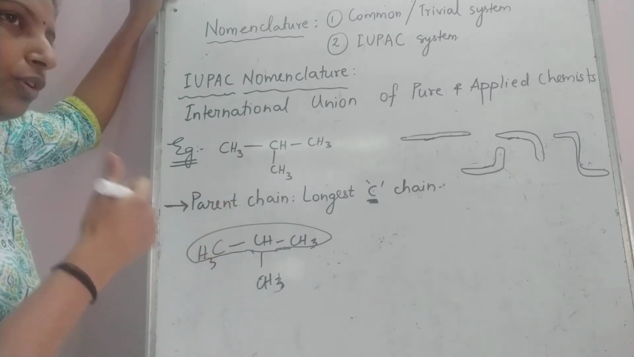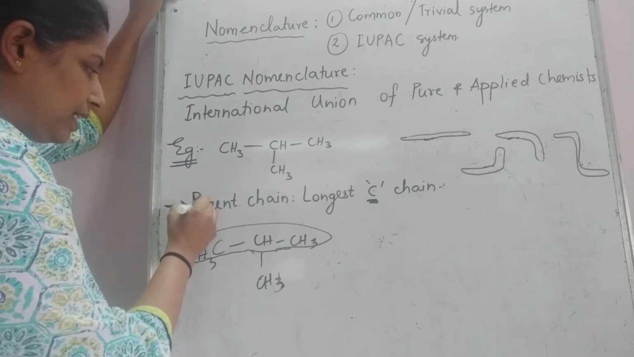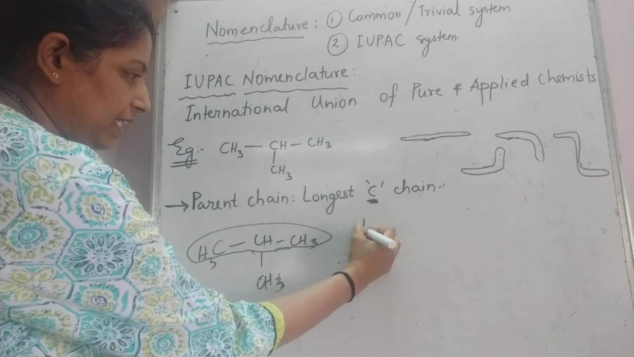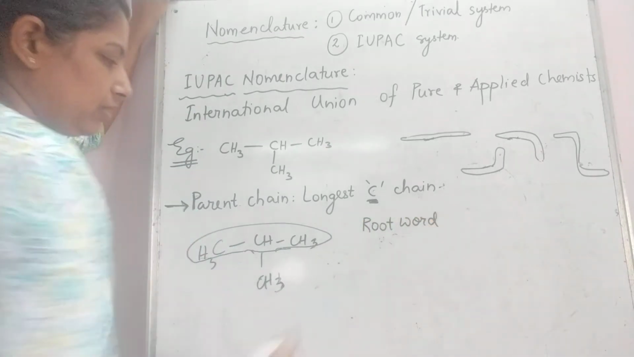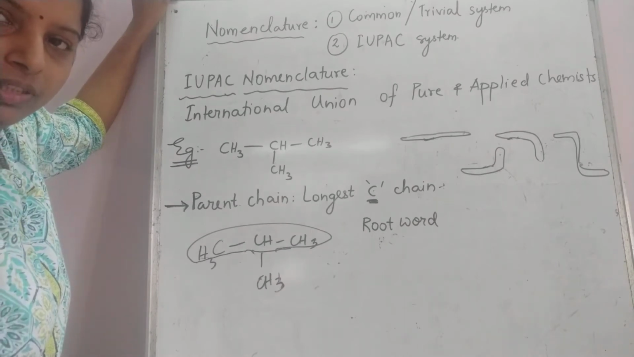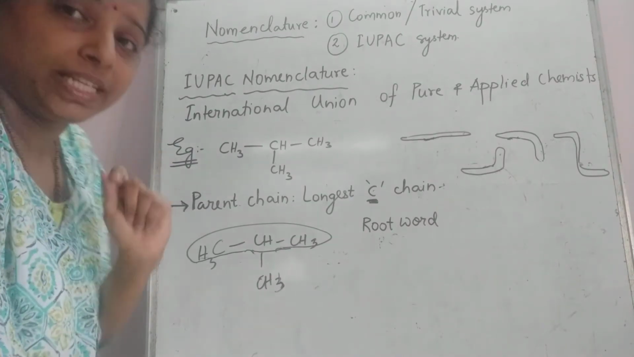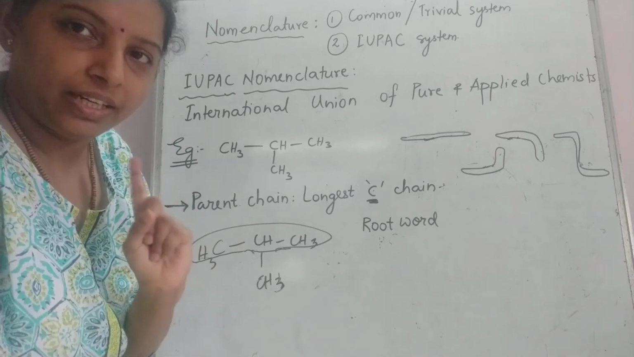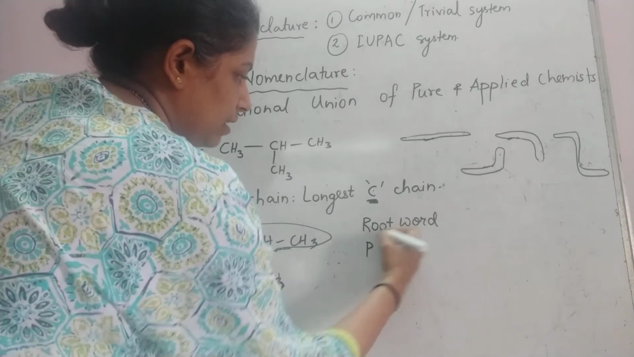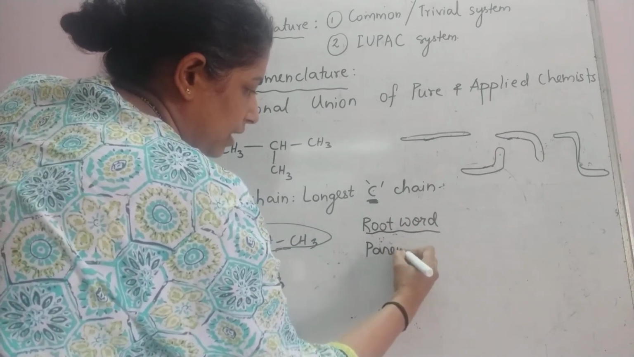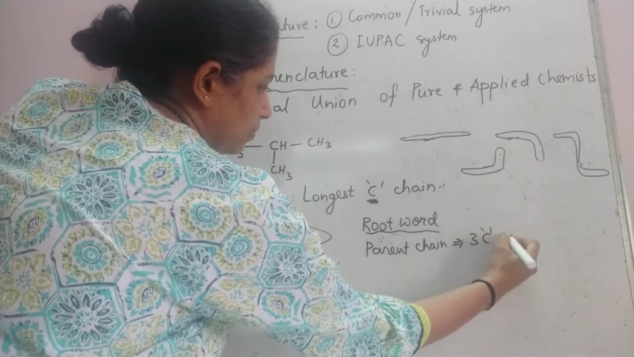Now before we number the longest carbon chain, based on the parent chain that you have selected, you can write the root word of the IUPAC name. Now what is the root word? The root word indicates the number of carbon atoms present in the parent chain. So this is your parent chain. Your parent chain contains how many carbon atoms? 3 carbon atoms.